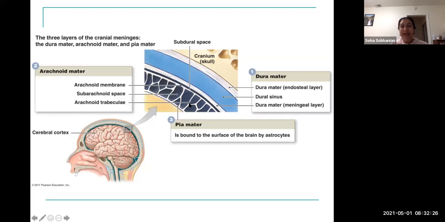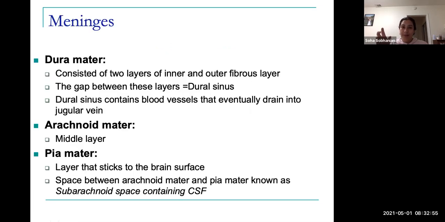And then the innermost lining, which is literally covering the surface of the brain, is the innermost layer right here called the pia mater. So if you're looking at your brain and spinal cord and the meninges, the space called the subarachnoid space, the space we have right here, is filled with a fluid that we talked about last time, called cerebrospinal fluid, or CSF.